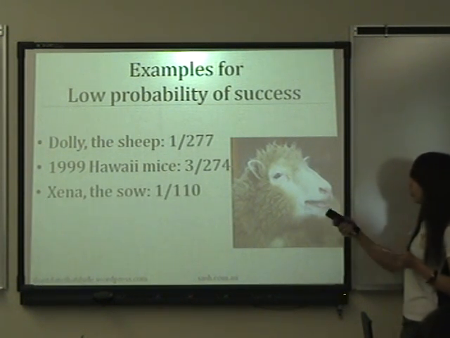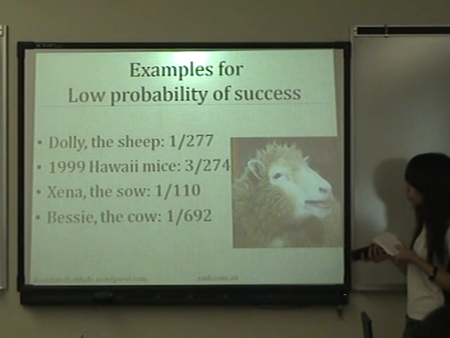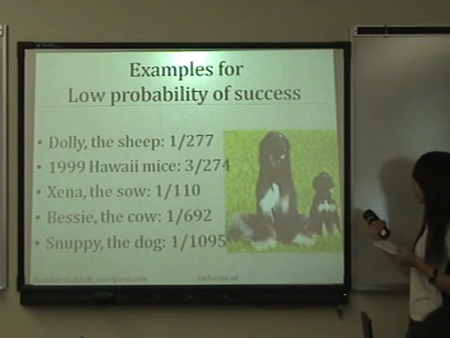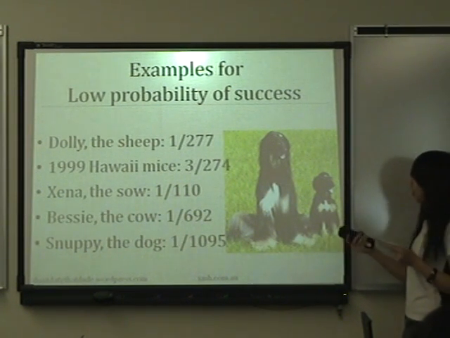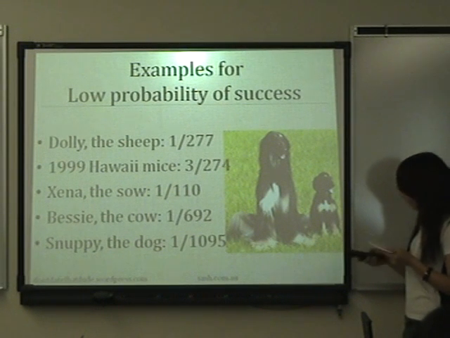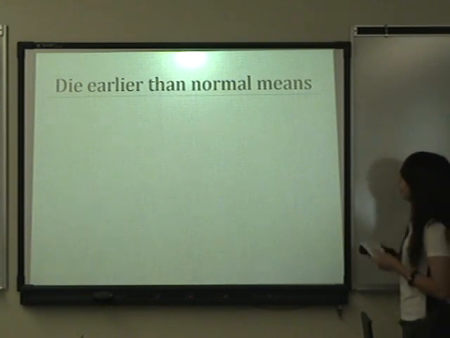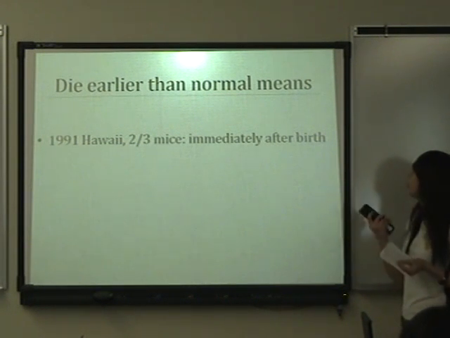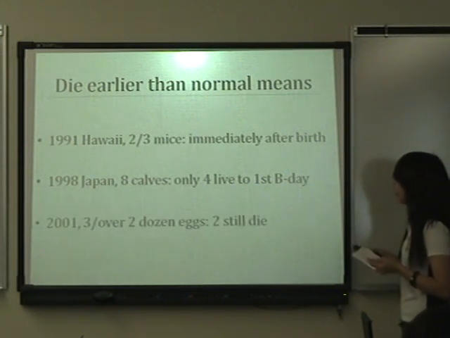And then the next one is the bull. It is 1 out of 110. And then the cow is 1 out of 692. And then Snoopy the dog, it's the really, really hard one, which is 1 out of 2009. And then these are examples of the tests that showed that they died really right after.